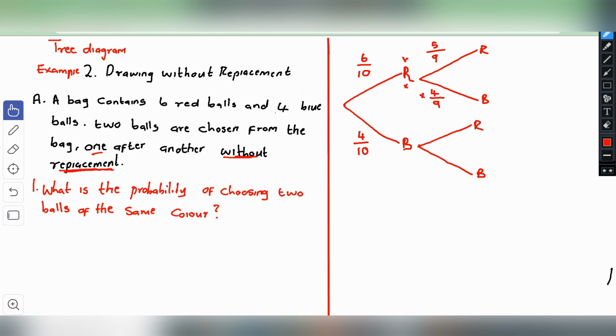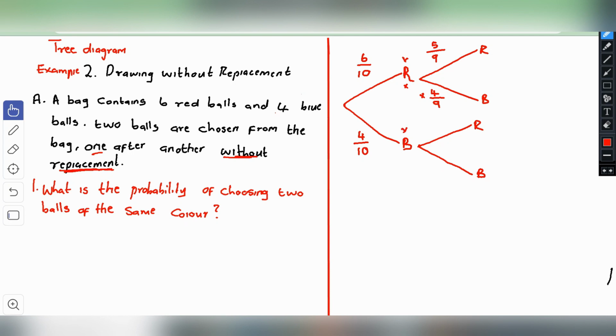That's why we still have 4 all over 9. And how can you prove that the 2 values that you wrote are correct? If you add these 2 values, you must get 1, like I said earlier. So you're going to get 1. So we're done with the red branch.